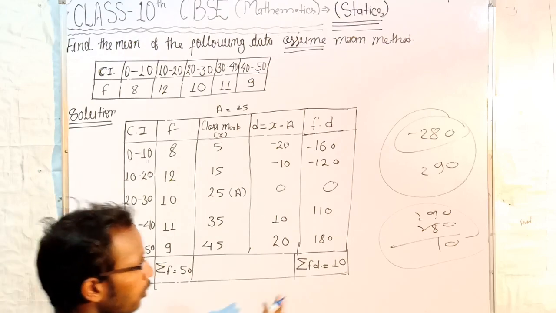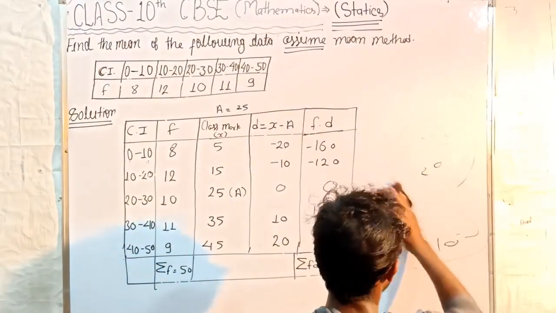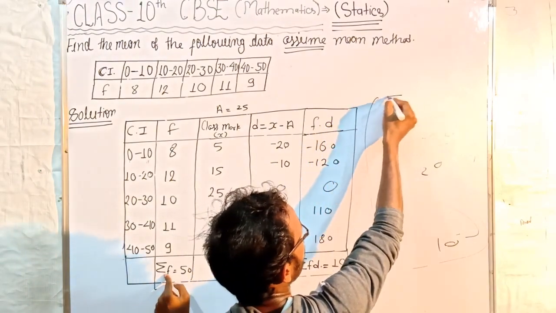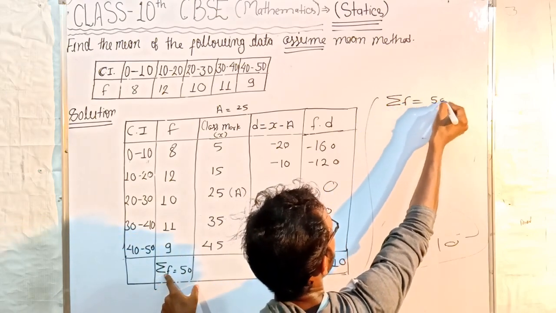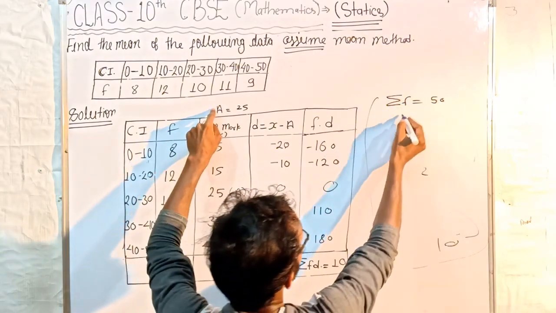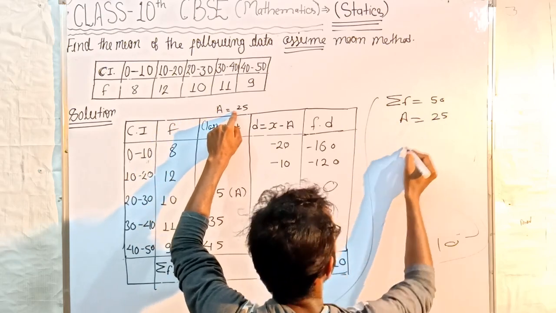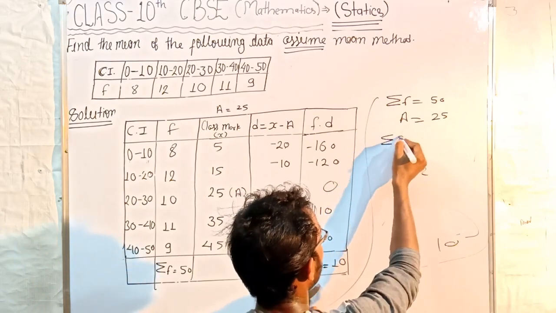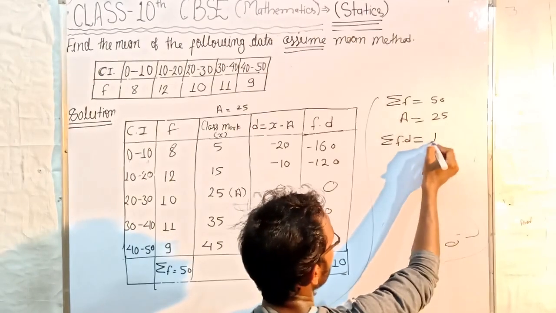Now I will write all the data separately. Our first data is the sum of frequency, which is 50, and our assumed mean is 25, and the sum of frequency times deviation is, you can see here, 10.